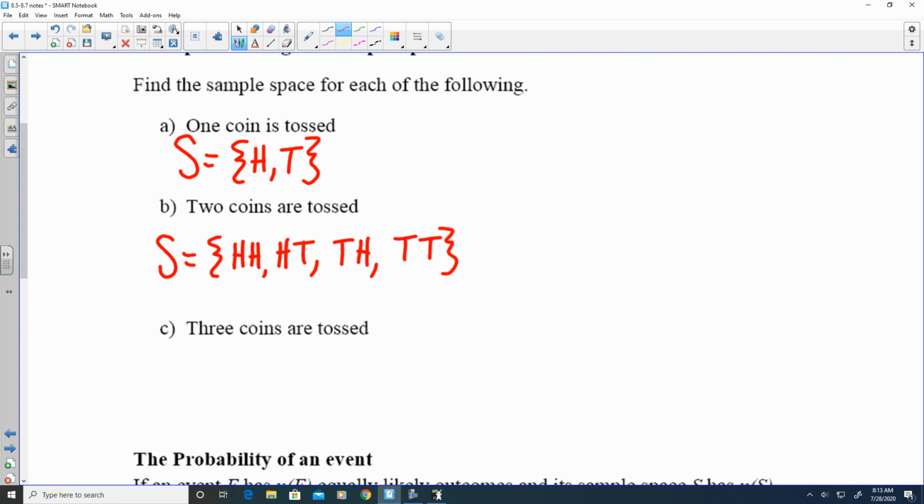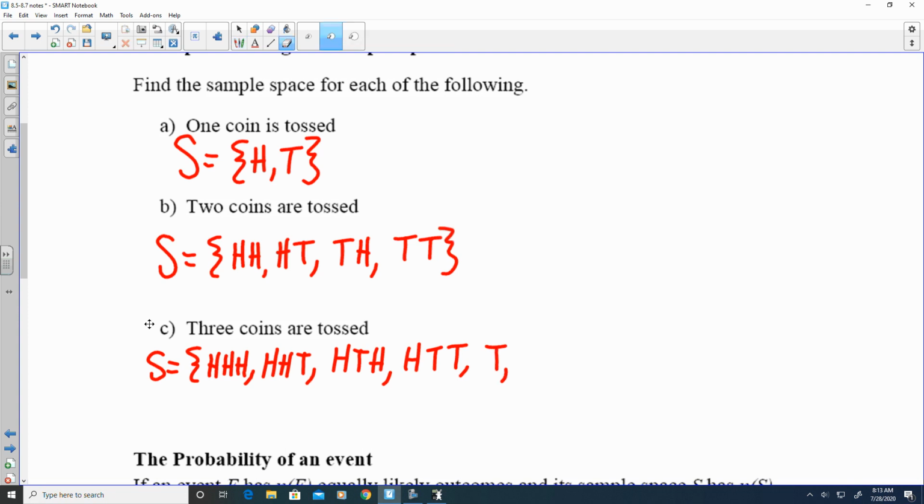And then three coins being tossed. This one takes a little bit of patience to list them all, starting with heads, heads, heads, heads, heads, tails, heads, tails, heads, heads, tails, tails, tails, heads, heads, is that one. Tails, heads, tails, tails, tails, heads, and tails, tails, tails.